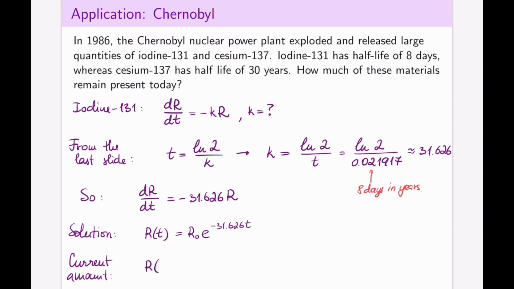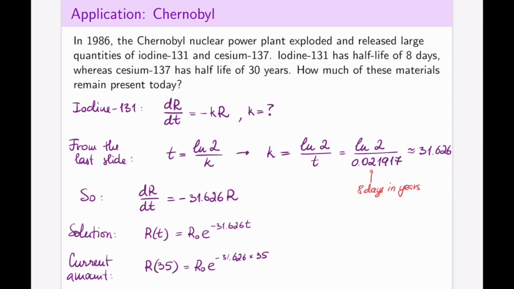Now again, because I've decided that I'm going to use years as units, I simply have to calculate years that have passed since 1986, and that is in 2021 going to be 35 years. I'm going to plug 35 in for t here. Let me write this out. So I'm going to have r naught e to the power minus 31.626 times 35 years.